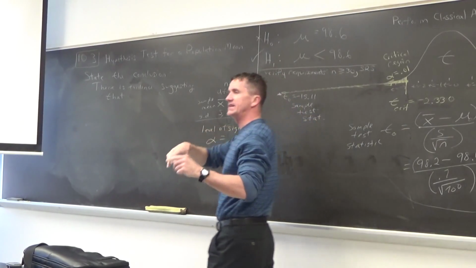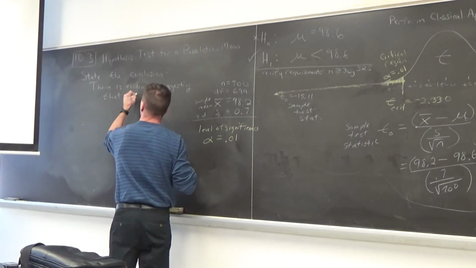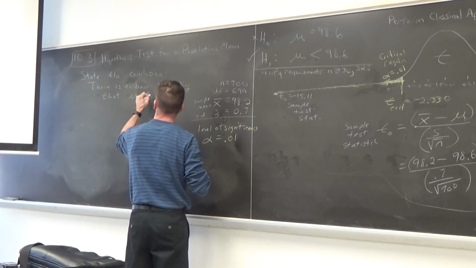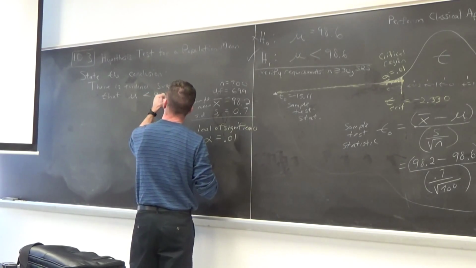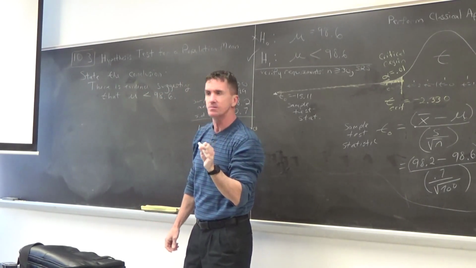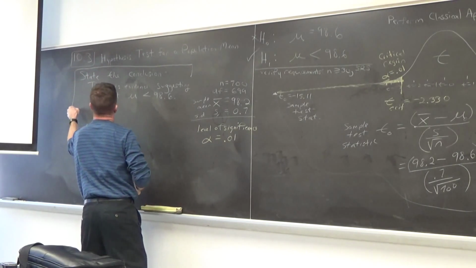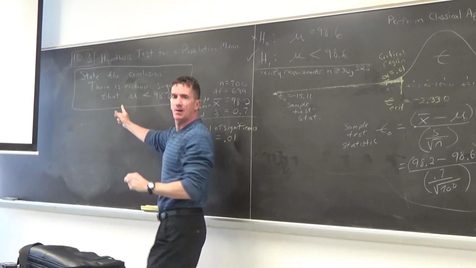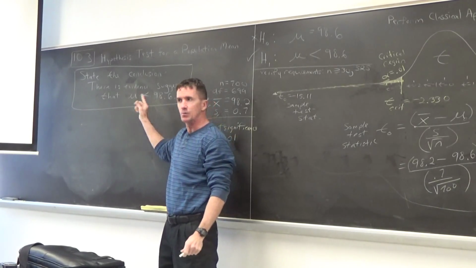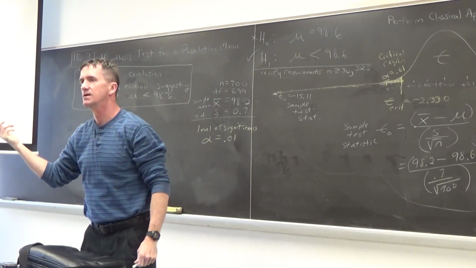You always state the alternative hypothesis, that mu is less than 98.6. You don't write the 98.2. If you want to use words, you could say the population mean is less than, if you want to put words in there, but it's okay to write it like that.